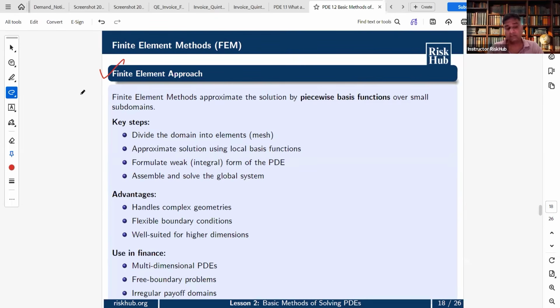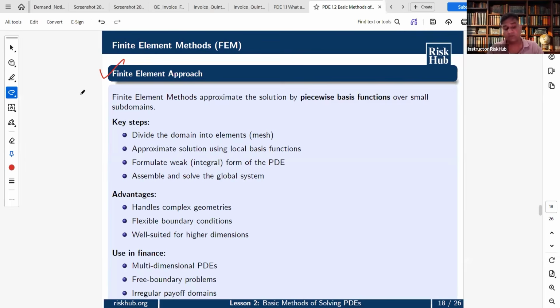Advantages: you can handle complex geometries. Why useful? Because it handles irregular domains, flexible boundaries, useful for strange payoff regions. In higher dimensions it can adapt better than simple grids. Finance uses: financial problems with multidimensional PDEs, where the finite element method is useful for multiple risk factors. Then we have free boundary problems, American style exercise. You have irregular payoff domains, complex derivatives, control problems, portfolio optimization, HJB equation.